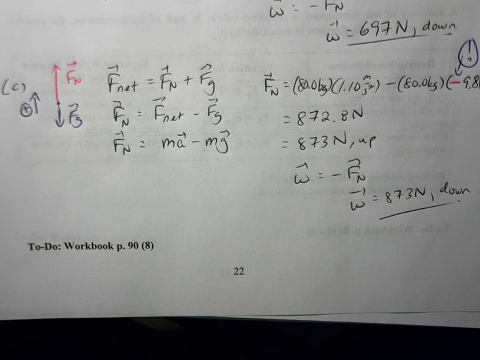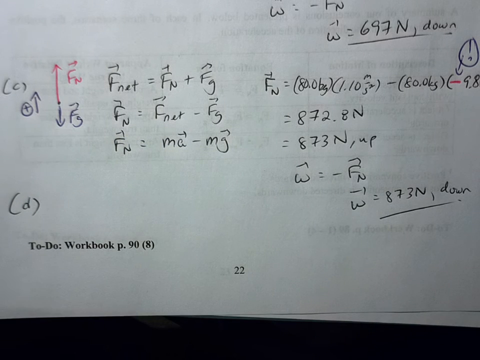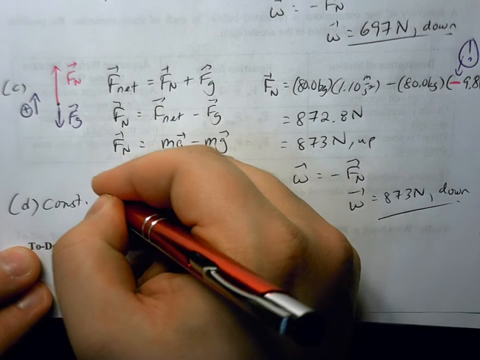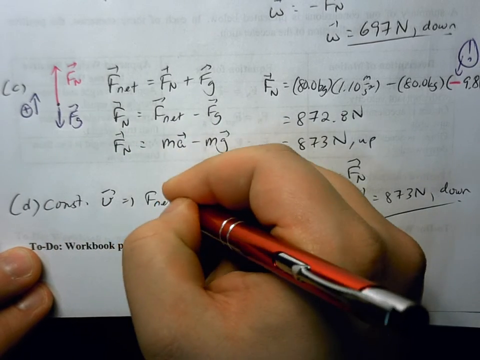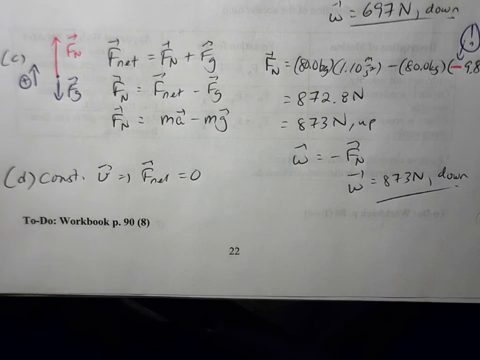We're happy. And then the last one, D. Well, we're moving upward at constant velocity. Now, constant velocity implies net force is 0. Well, guess what? We've already done the situation where the net force is 0. We did that in part A where it's stationary. Do we need to do all the math again?